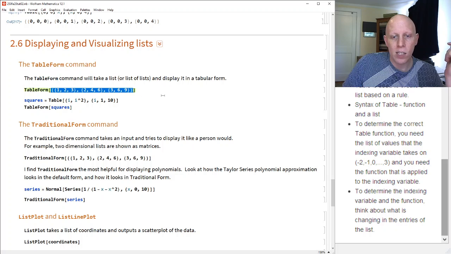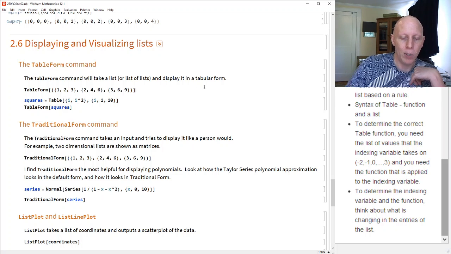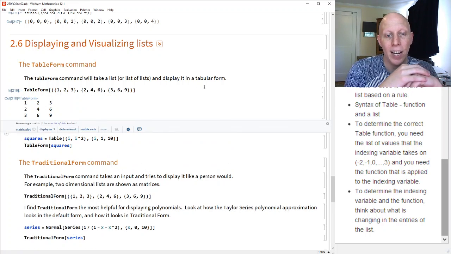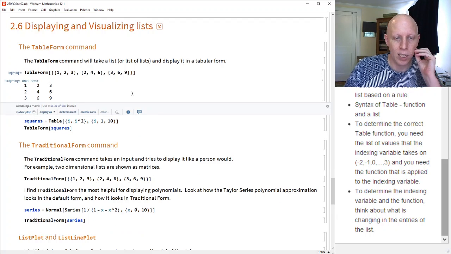So here is a list of lists. The first one is 1, 2, 3. The second one is 2, 4, 6. The third one is 3, 6, 9. If we want to display that in a tabular form, we use table form, and now it's in a nice tabular form, a little bit easier to see.